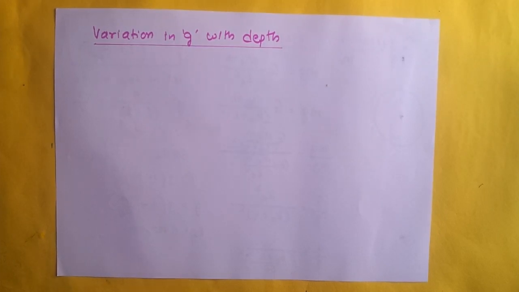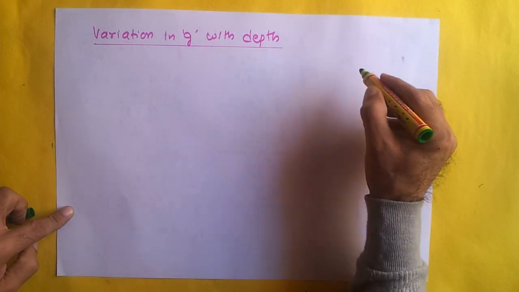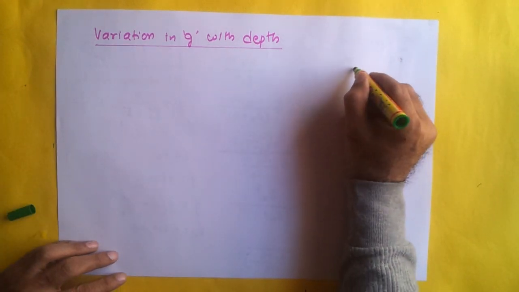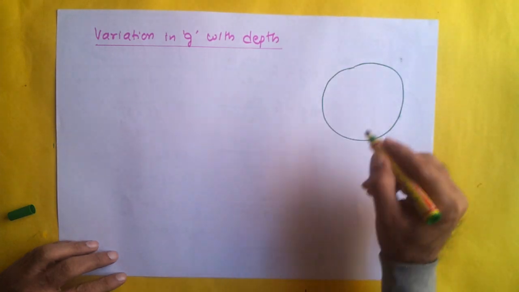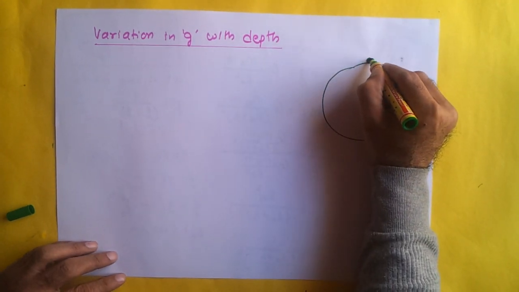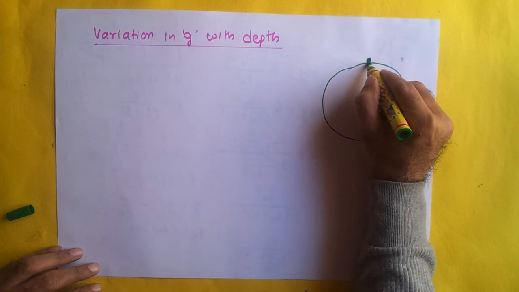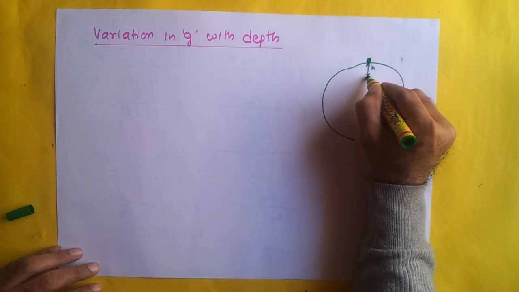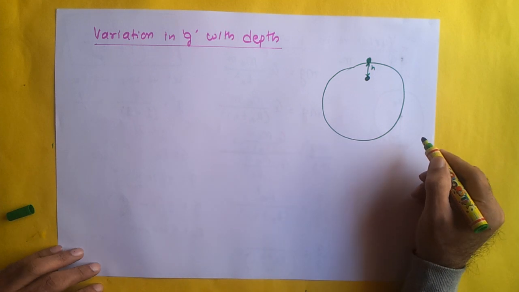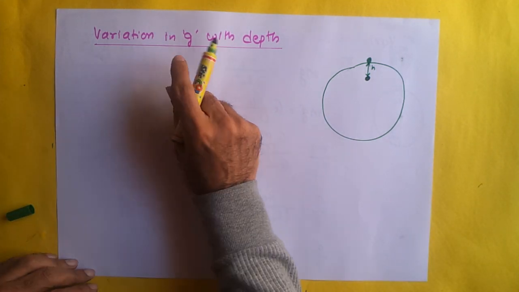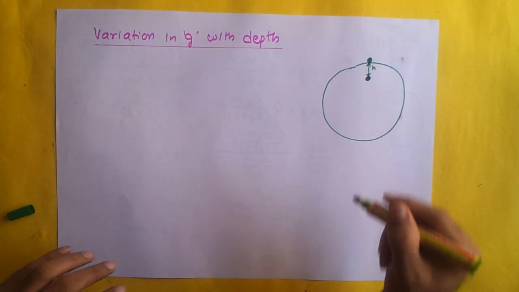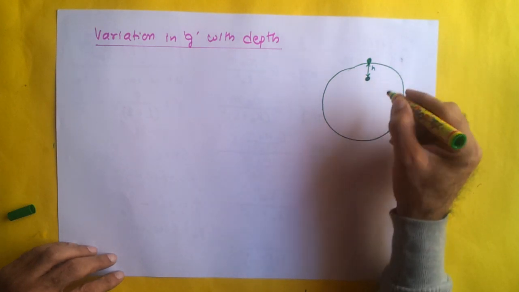Having looked at variation in g with altitude, in this video we will look at how the value of g varies with the depth. So let us say we have this as the earth, and let us say this is the surface of the earth. And let us say there is an object which is at a depth h. So this is depth h, and the object of mass m is over here. So it is inside the surface because we want to find out how g varies with the depth. So it is at a depth h from the surface of the earth.